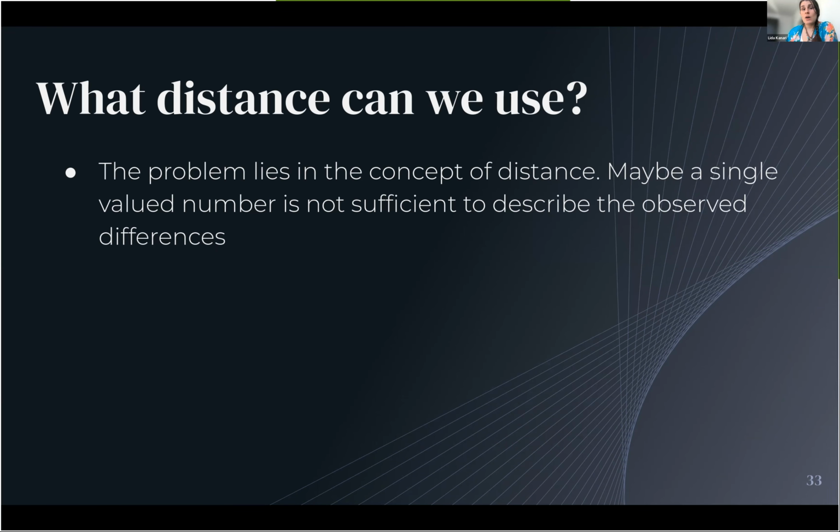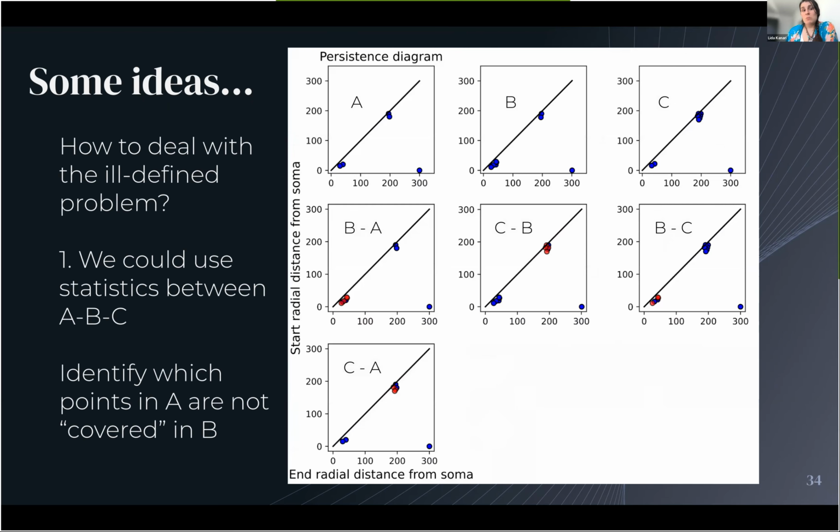So how can we solve this problem? What's an appropriate distance that we can use? Perhaps the problem lies in the concept of distance. So maybe a single value number is not sufficient to describe the observed differences in the biological structures. So maybe we need to extend this definition of distances to find more appropriate uses of differences.